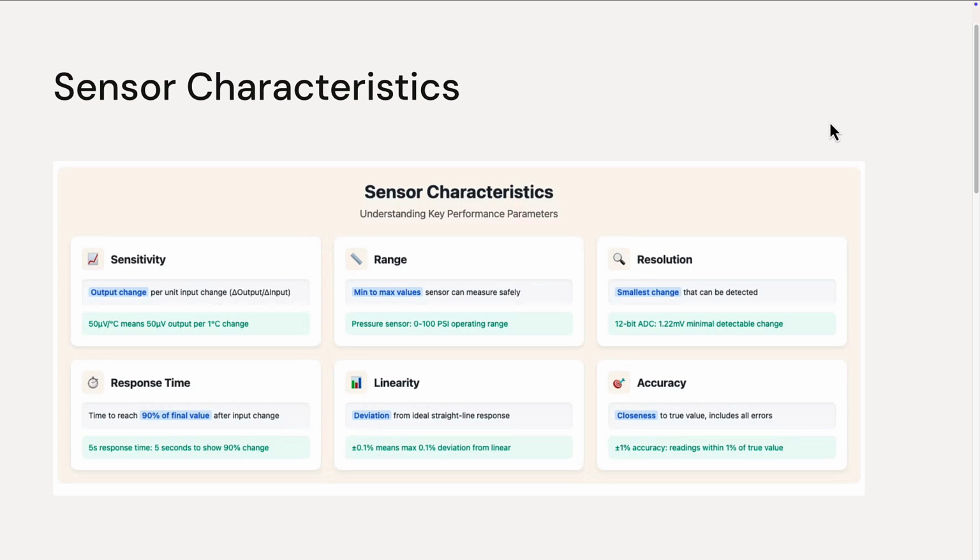Does it make sense? Okay, so the resolution, for example in temperature, is the smallest unit of change. It could be a temperature change or a degree change, it depends on the type of physical phenomenon that you would like to collect. The sensitivity is the output change per input change.